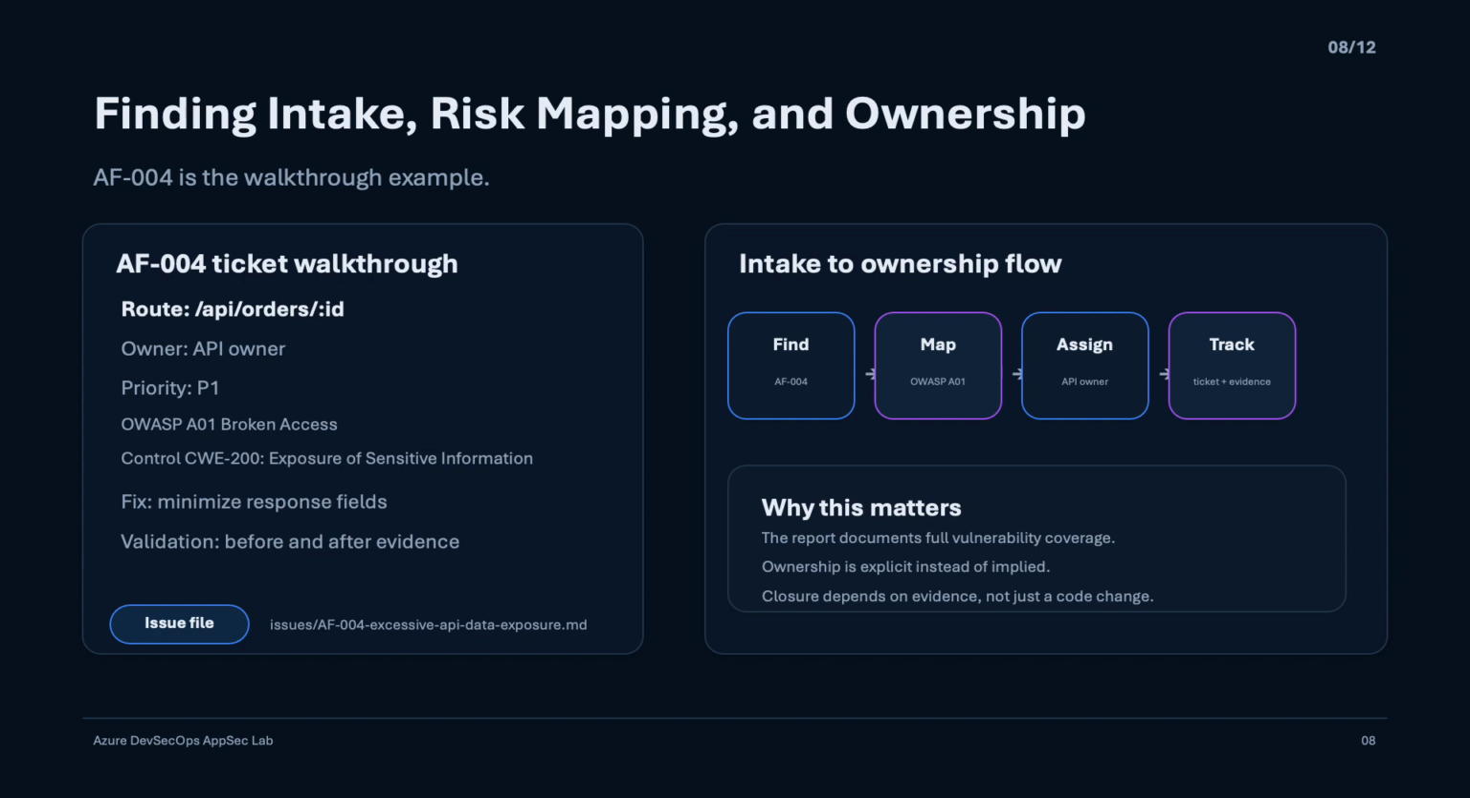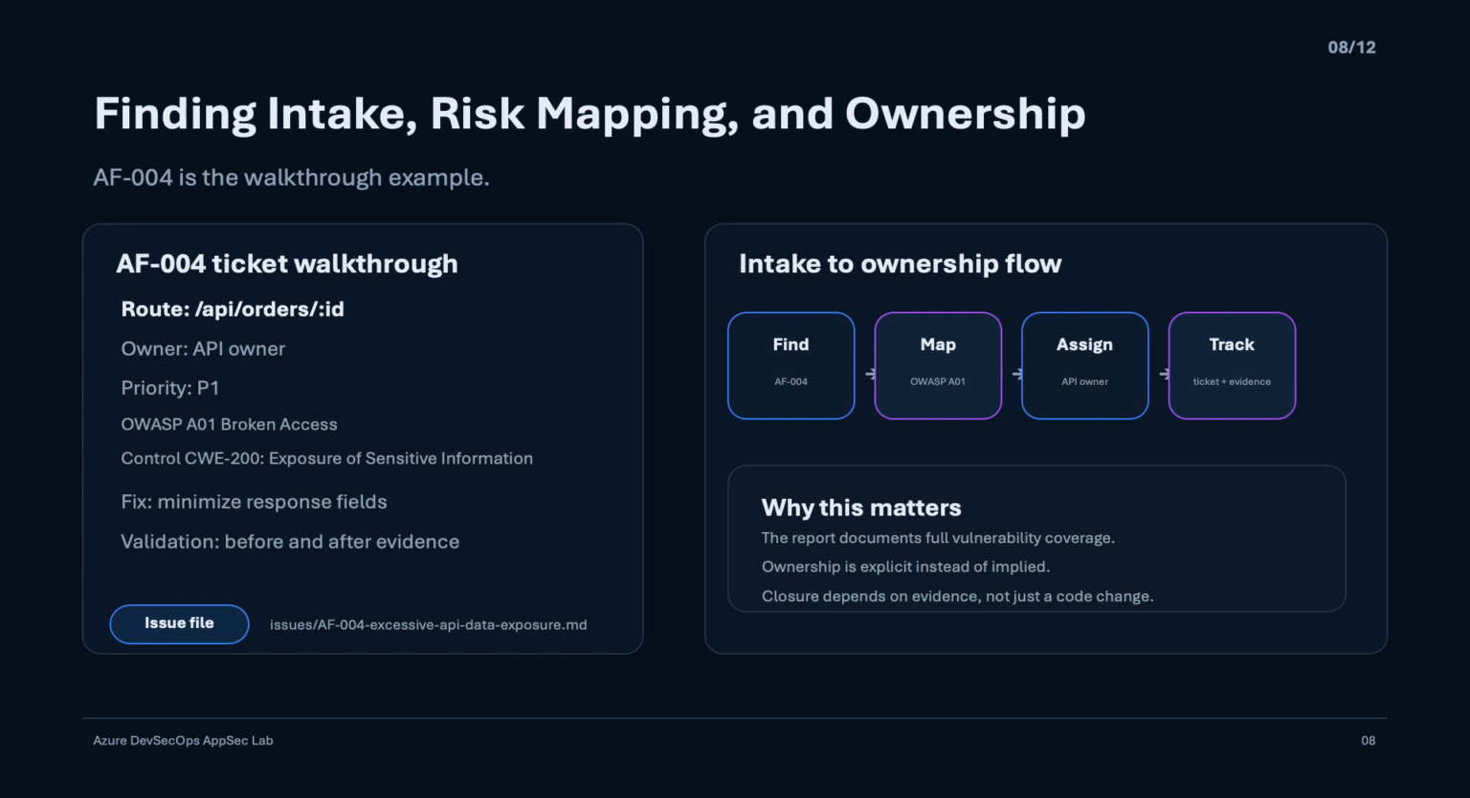The risk is that the API is oversharing data. The response includes internal-only fields that are not required by the client. That increases the blast radius if the endpoint is ever exposed, accessed, or abused. The recommended fix is to minimize the response to only the required fields. The validation plan is to capture the before payload, apply the fix, capture the after payload, and confirm that the internal fields are no longer exposed.